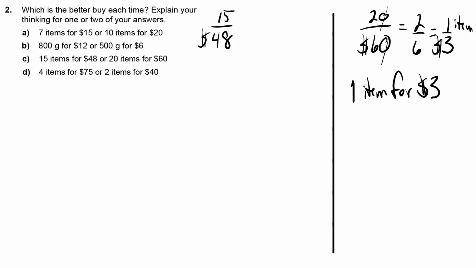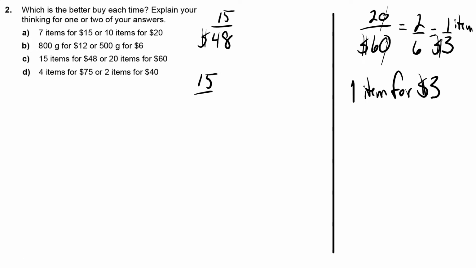Now looking at the 15 items for $48, first of all, is it going to be greater or less than $3? Well, if it was $3 per item, we'd have $3 times 15 items. That would be $45. But we've actually got $48 here. So that means the price has to be greater than the $3.